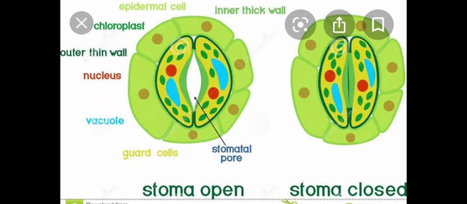The reverse steps will occur when the stomata has to close. Now when the stomata has to close during the night time, the water from the guard cell will enter the surrounding cells or the surrounding epidermal cell. As a result, the guard cell will become loose or flaccid. Now in that condition, the inner membrane will come back to its original position and the stomatal pore will close.